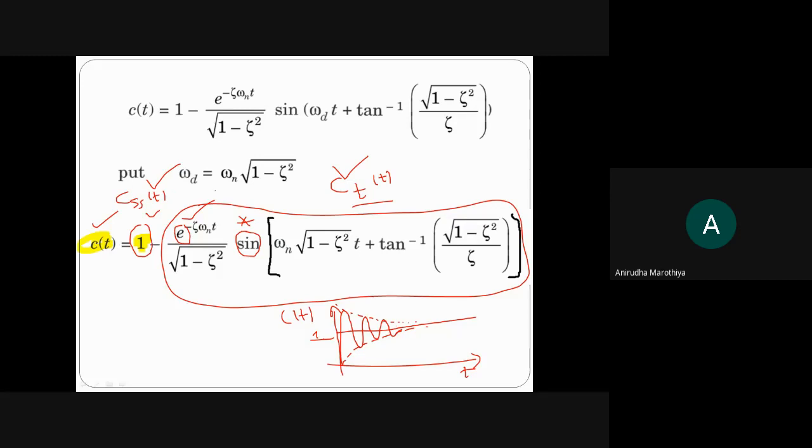You have to remember what is the meaning of omega n, which is nothing but natural frequency of oscillation, and the unit is radian per second. You must know what is zeta. It is nothing but damping ratio. And you must know the meaning of omega d. It is nothing but damped frequency of oscillation, and the unit will be radian per second. And you must know the expression for omega d in terms of omega n and zeta, which is nothing but omega n under root 1 minus zeta square. And finally you have to remember this expression.